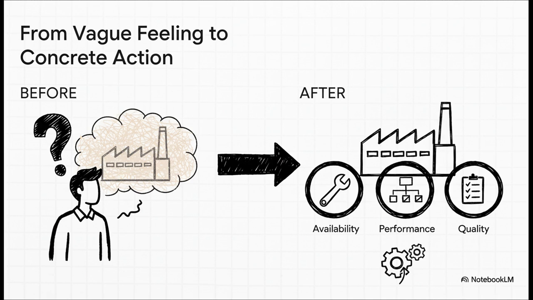Is your availability score low? Well, that points you toward maintenance issues. Is performance lagging? Maybe you need to look at training or process improvements. It gives you a crystal clear benchmark for continuous improvement and turns that vague gut feeling of, I think we could be better, into a concrete, data-driven action plan.